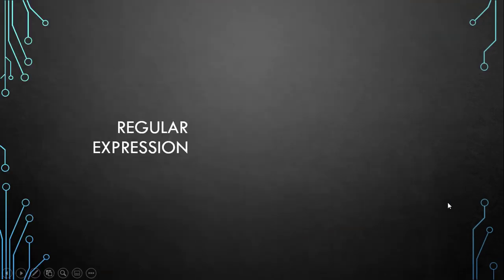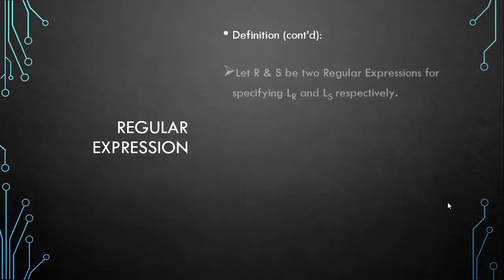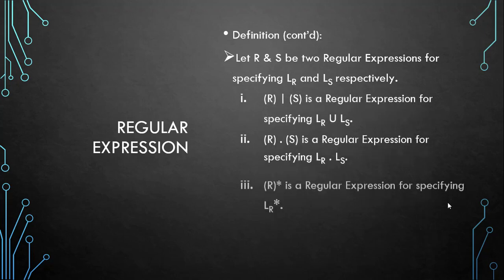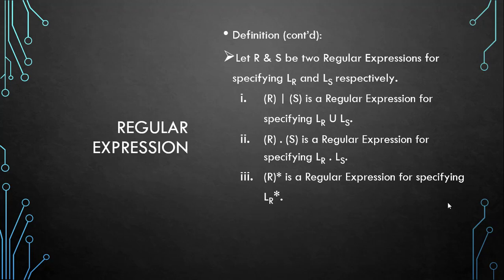Then the second half of the regular expression definition goes as: let R and S be two regular expressions for specifying L of R and L of S respectively, where R/S or R or S is a regular expression for specifying language of R union language of S. R.S is a regular expression for specifying concatenation of language of R and language of S, that is LR.LS. And R closure or R star is a regular expression for specifying language of R star closure.